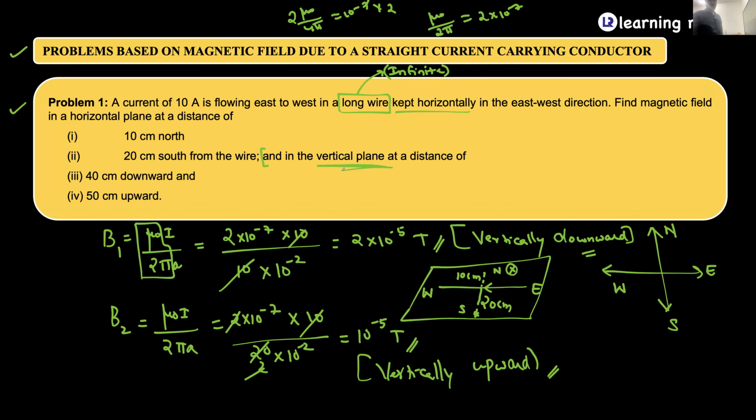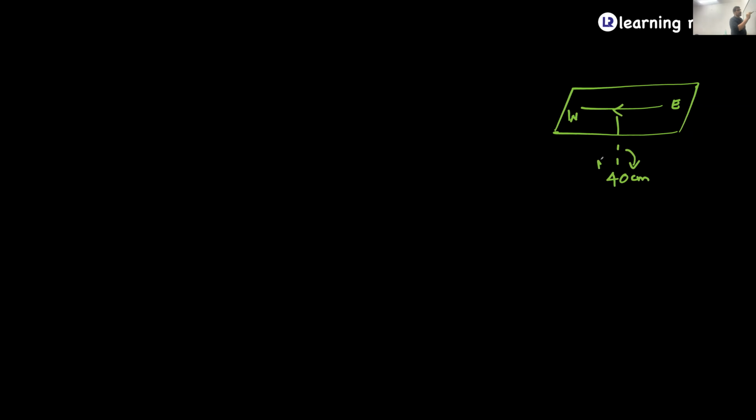So for this, if you observe, the plane is still like this. This is the horizontal plane. And this is going to be east, west, and the current is flowing in this direction of magnitude 10 ampere. So if this is how the plane is, and this is where the conductor is lying, there is a point which is 40 centimeter vertically downward. There is a point 40 centimeter considered below the table. If you assume the table is the horizontal plane, below the table, there is a point which is at a distance of 40 centimeter from it.